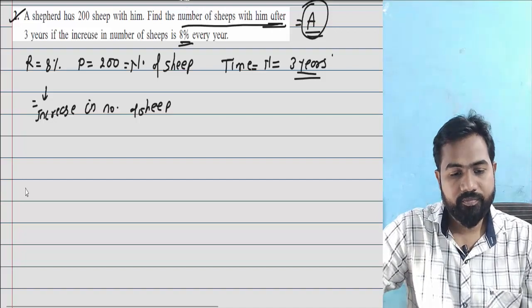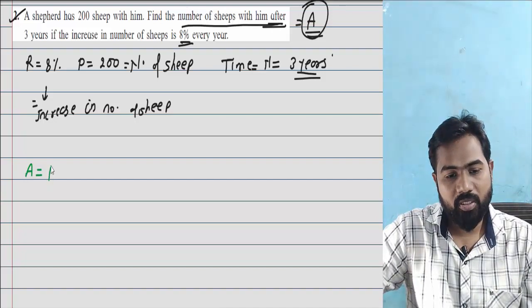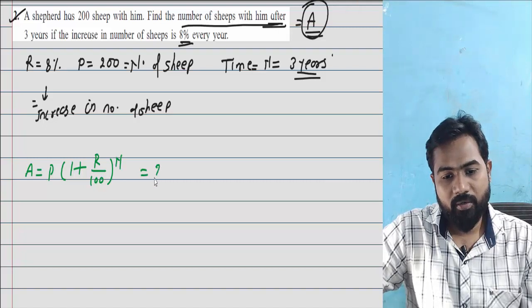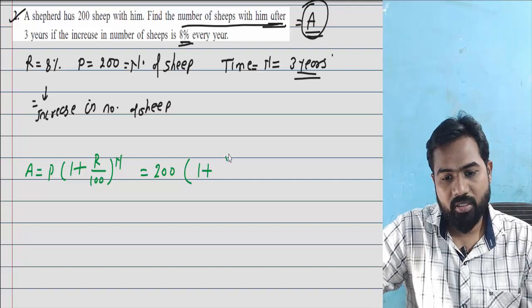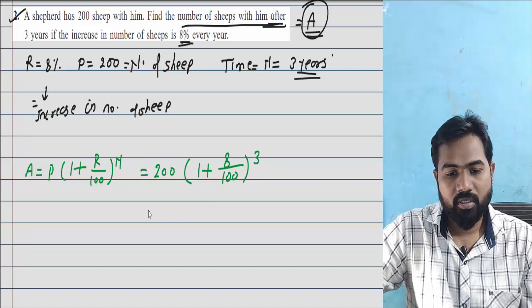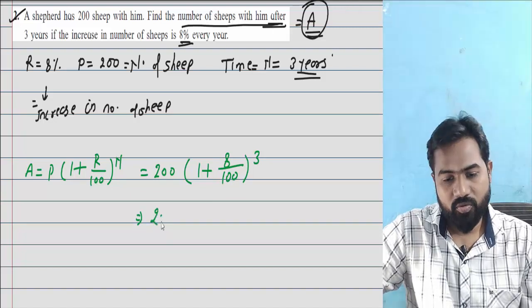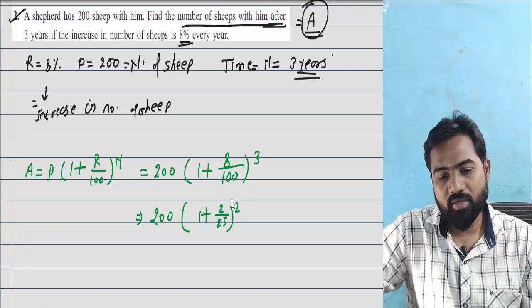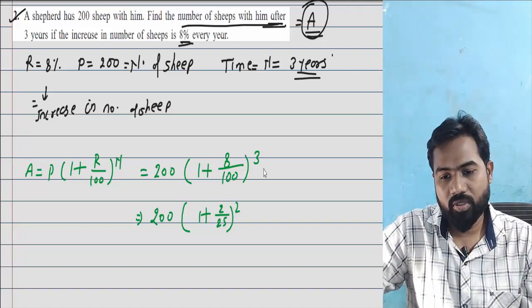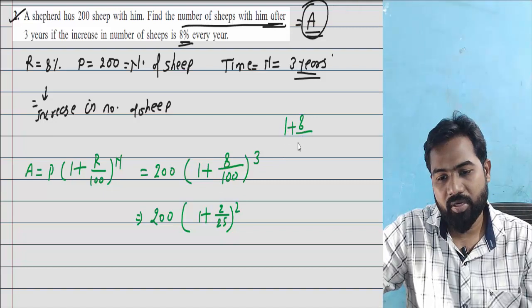So let us calculate. We'll use this formula, A equals P into (1 plus R divided by 100) whole to the power n. So P is given over here as 200, the number of sheep. 1 plus R is 8 divided by 100, whole to the power 3, and it is given that it is 3 years. So students, we can consider 200, and let us make it small. 4 twos are 4, here will be 25. So always divide the numbers, make this number as small as possible. I told you first calculate this part, 1 plus 8 divided by 100.